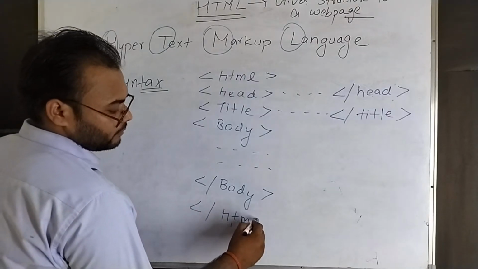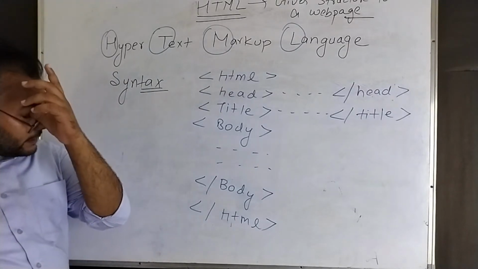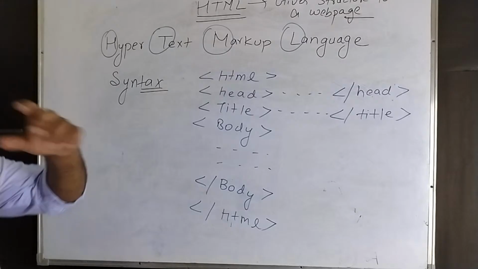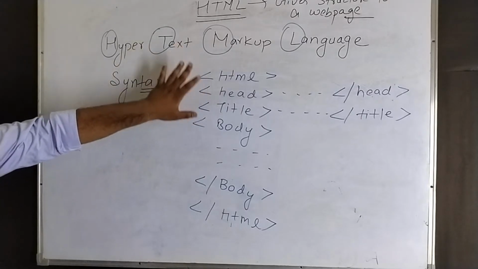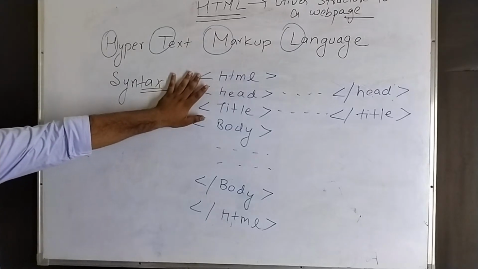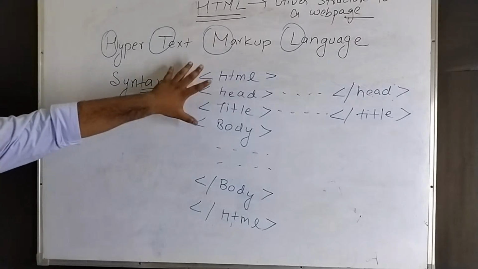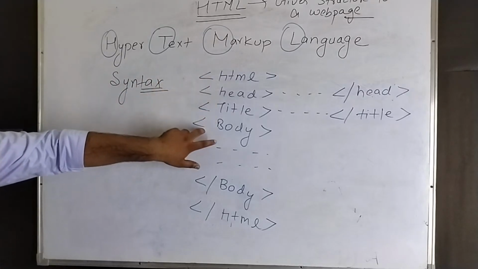Okay, go with the HTML tag. This is the basic format we can see for HTML. You can see the first is HTML. This can be asked: what is HTML? What is the full form of HTML? What is the basic structure of HTML? So you can go with this: HTML, head, title, body.